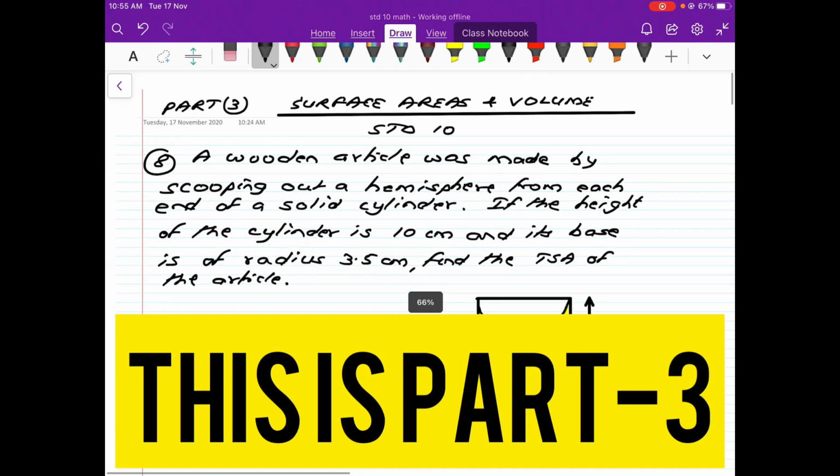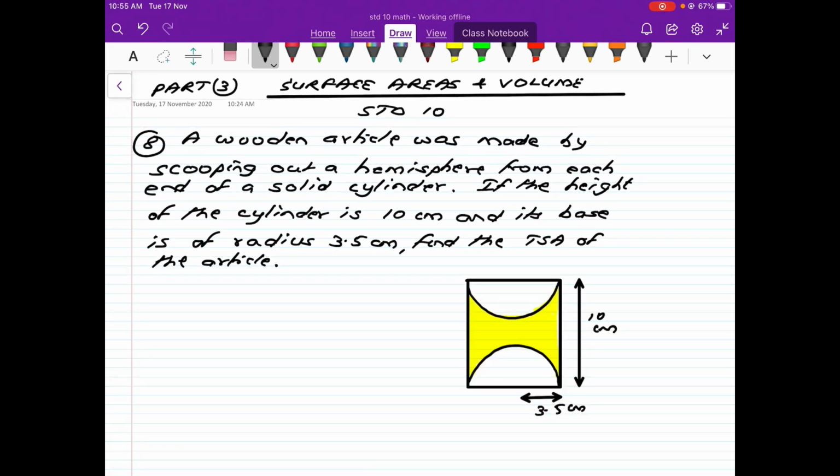This is part 3 of the chapter Surface Area and Volume, standard 10th. So continuing the problems, this is the 8th problem. A wooden article was made by scooping out a hemisphere from each of the ends. So one solid cylinder, two sides, two hemispheres have been scooped out. If the height of the cylinder is 10 centimeters and its base is of radius 3.5, we have to find the TSA of the remaining article.